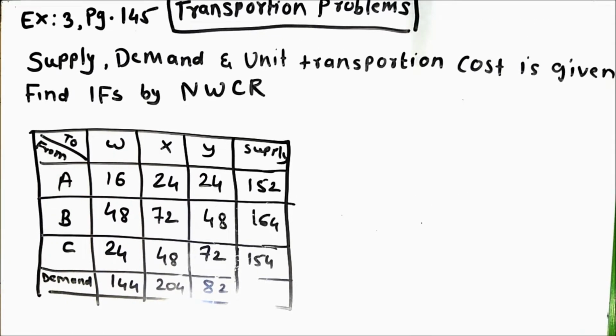Back to the online classroom of Operation Research. Hope you have gone through the Northwest Corner Rule of Transportation Part 1. Today we are going to look at the second part of the Northwest Corner method.